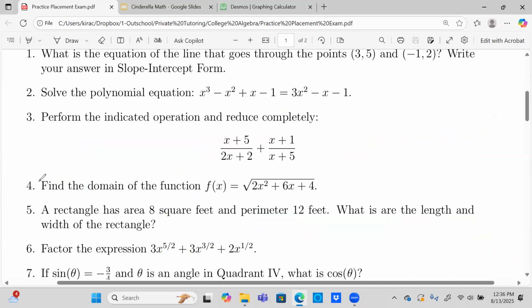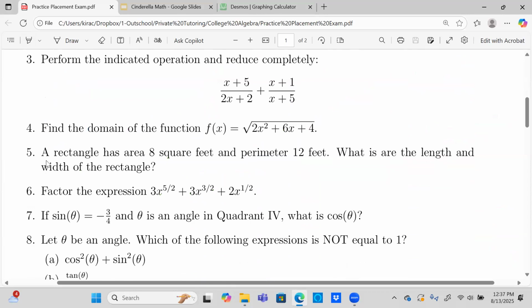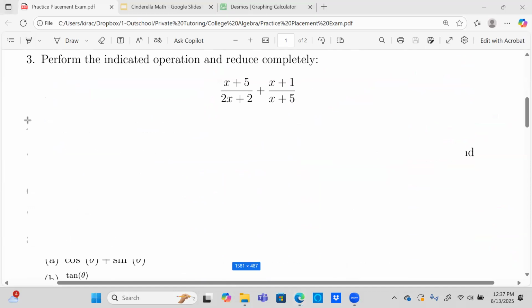Alrighty, number 3: perform the indicated operation and reduce completely. So that looks like a rational expression and we're adding. So we cannot add until we have a common denominator. So that guy and that guy. But first, wait, on the left-hand side, oops, sorry, right here, I see a GCF. We could pull out a 2, which would leave x plus 1. Let's do that. And the other denominator, he's fine. There's no GCF.